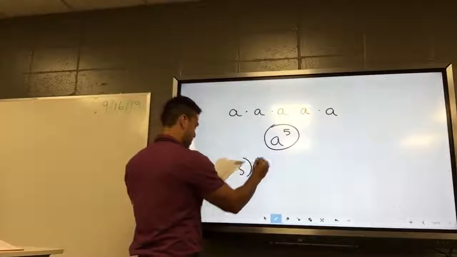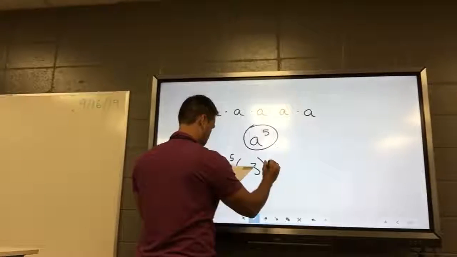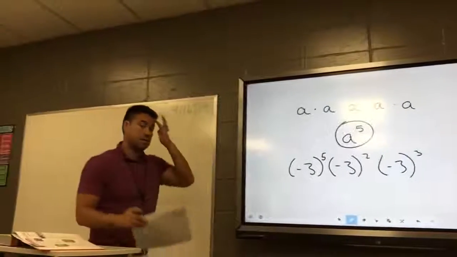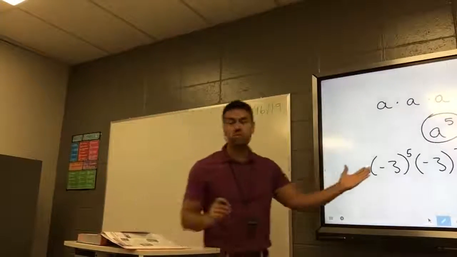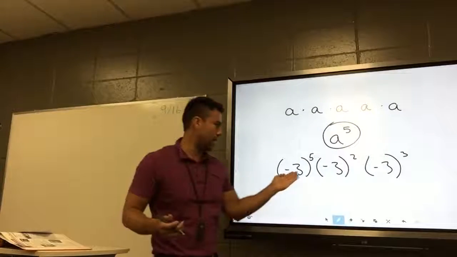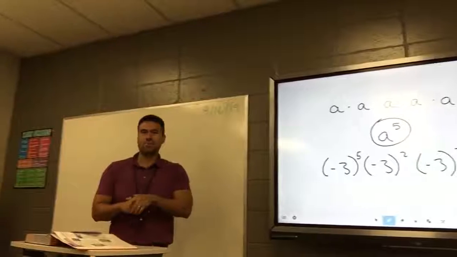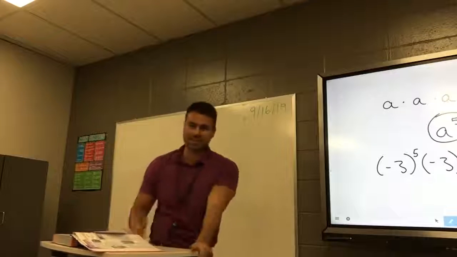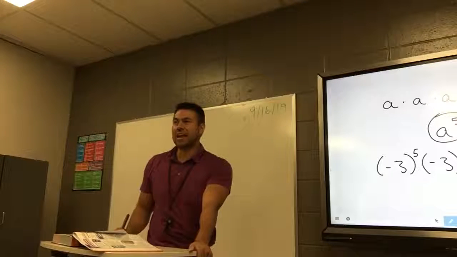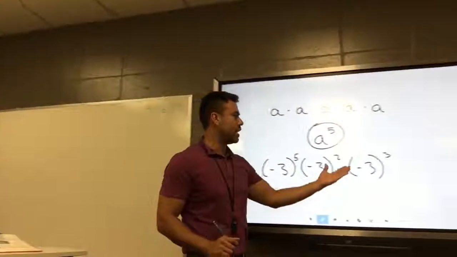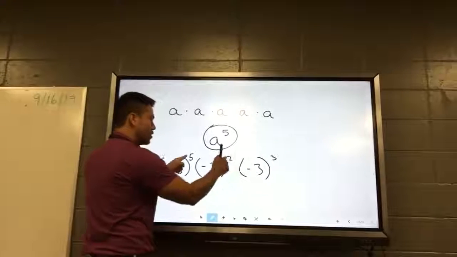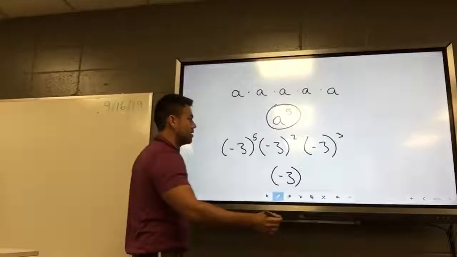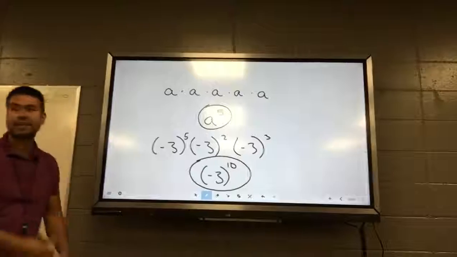Next one. I want you to write this as a single base to a single exponent. So I have three bases and three exponents. I want one base, one exponent, properly stated. I'll let Marshall have this one. Ethan, you can correct him if he needs it. When you're multiplying numbers that have the same base, what do you do with those exponents? Add them. So I should have gotten negative 3 to the 10th power. That would have been your answer. That's exponential form.